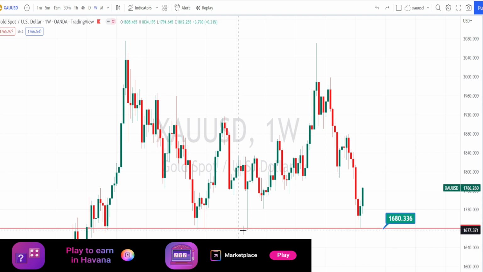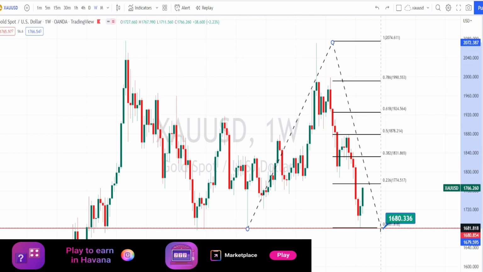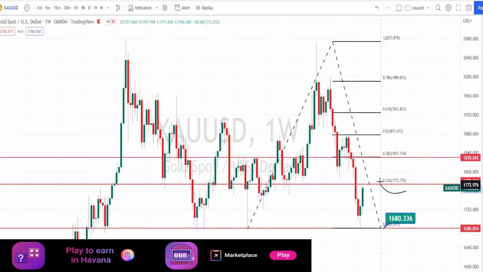And when we look at the current support and resistance levels in weekly time frame, I am using the Fibonacci retracement tool. The immediate resistance is going to be around 1773, and if the price action breaks this resistance level, the next level of resistance is going to be around 1831.